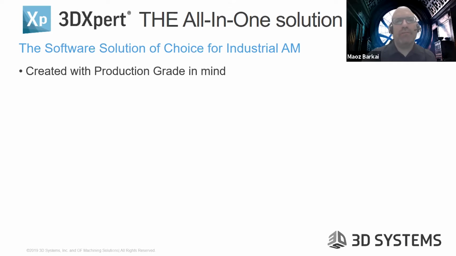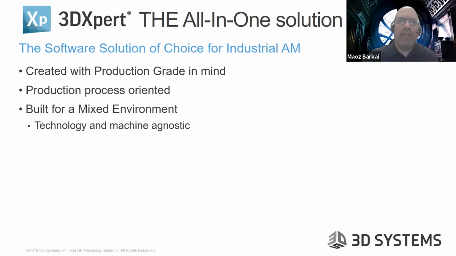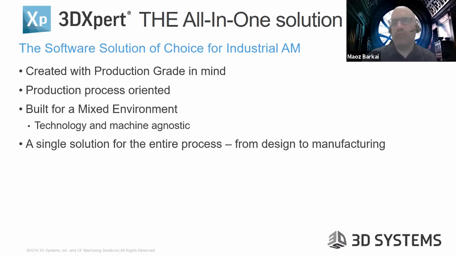Let's see what it holds. So first of all, it was created with production grade in mind. It is for professional users and for serial production, and it takes into account production processes. It was built originally for mixed environments, so it is technology and machine agnostic. It can work on more or less any technology, any machine. It is a single solution for the entire process, which we said is very important for saving time, and as we'll see later, for data integrity.